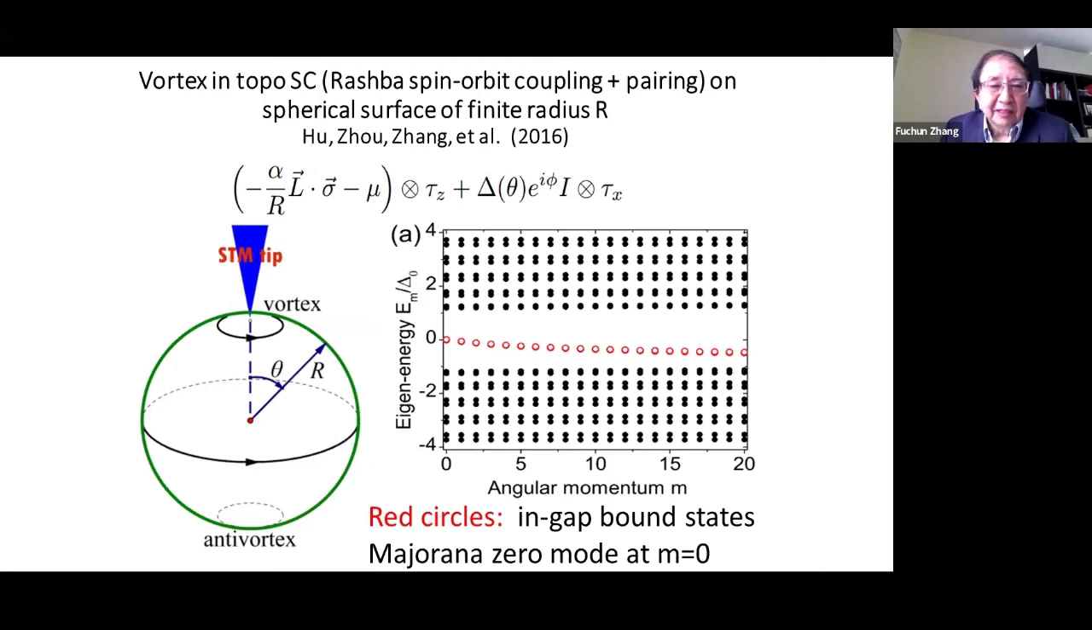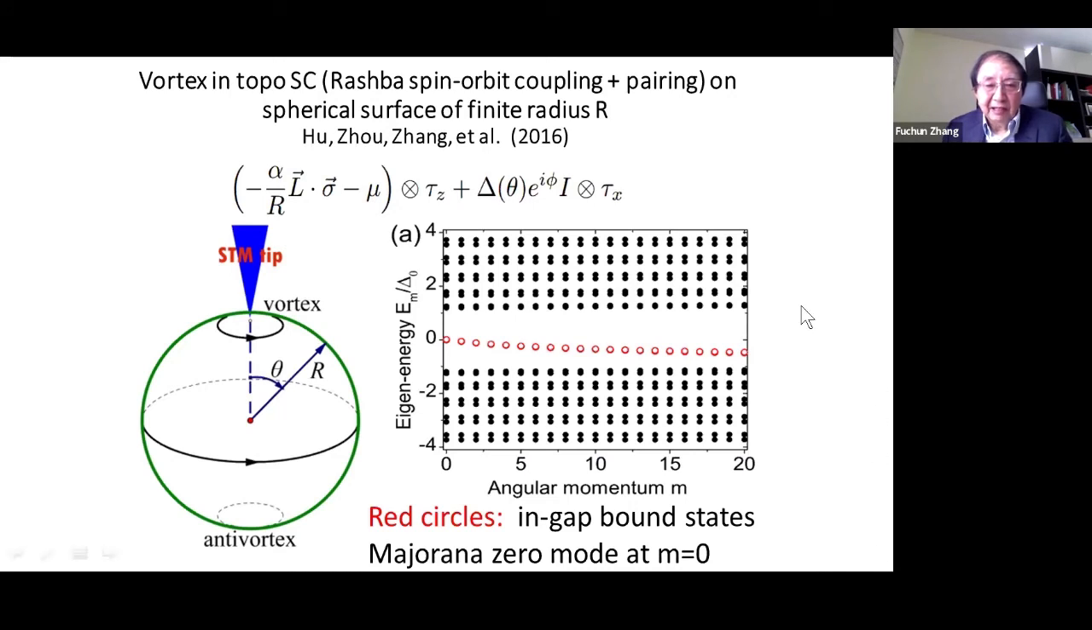The Hamiltonian is simple and can be written in terms of two parts. The first part just describes the spin-orbit coupling term. There's no other kinetic energy on the surface of a topological insulator. The second part is the pairing. This Delta(theta) is theta dependent because I have this spherical surface. Theta is basically the distance from the center of the vortex, and phi is the phase that describes the vortex.